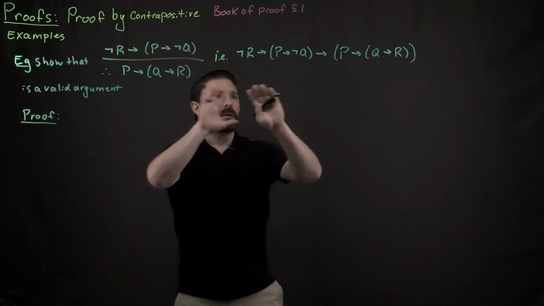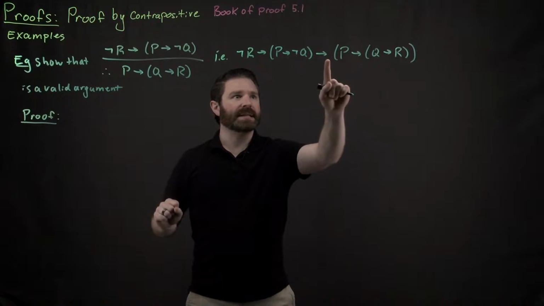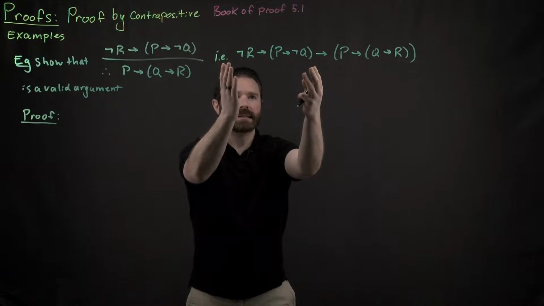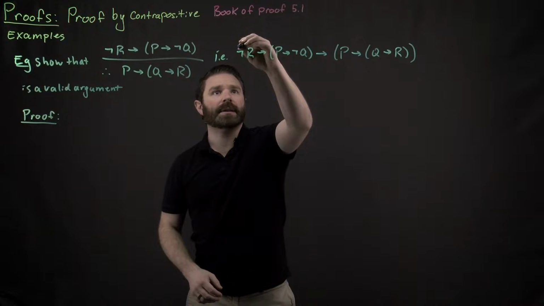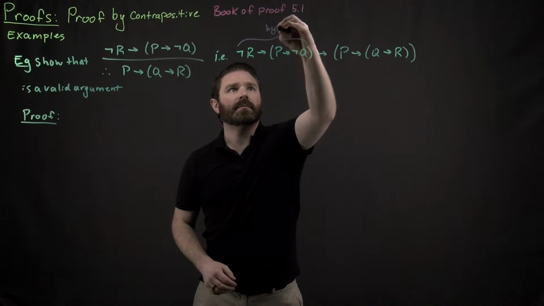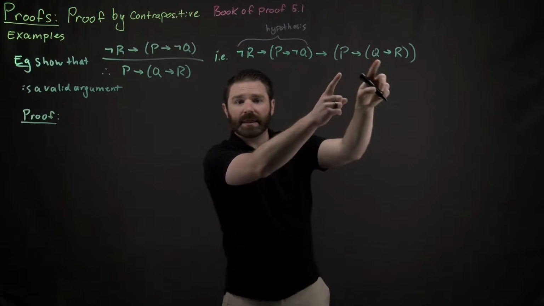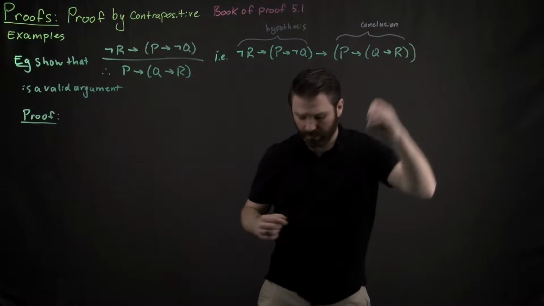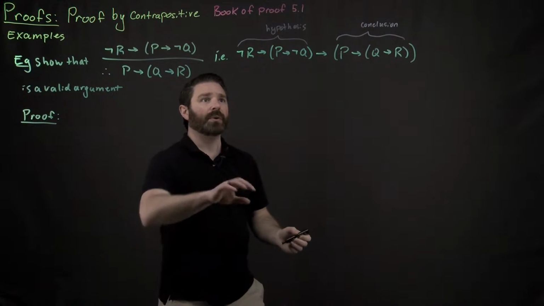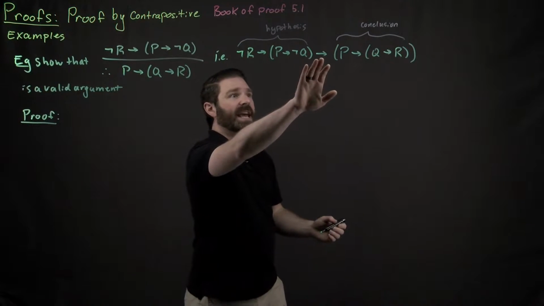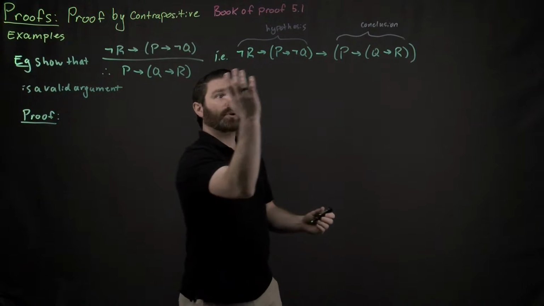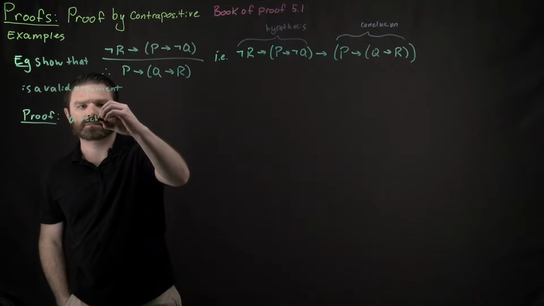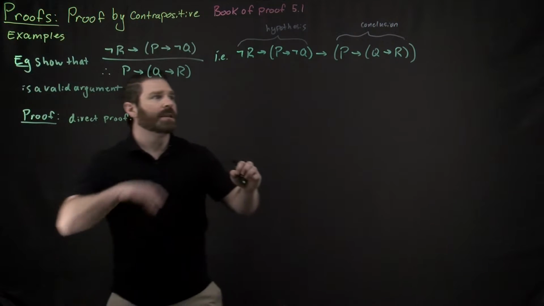So my very first implication that I have is this middle one. I have a hypothesis on this left-hand side, so this is my hypothesis, and this is my conclusion. So for our very first step, we want to show if this hypothesis, then this conclusion. So I'm going to do that in a direct proof fashion. So we'll do a direct proof.